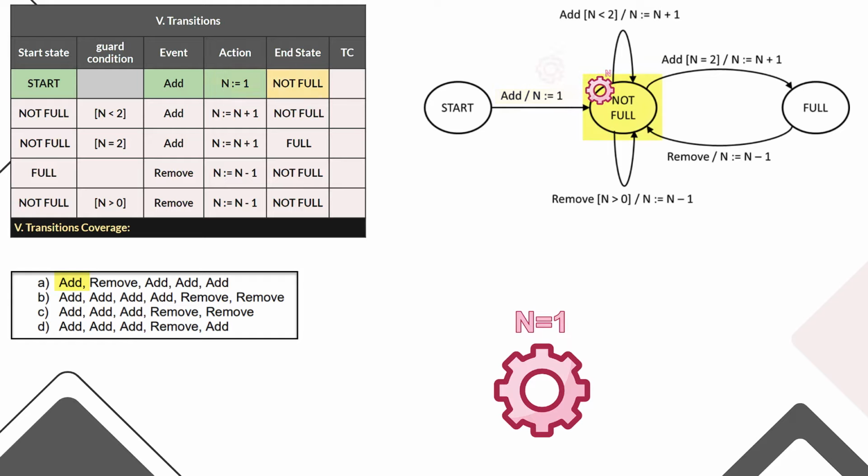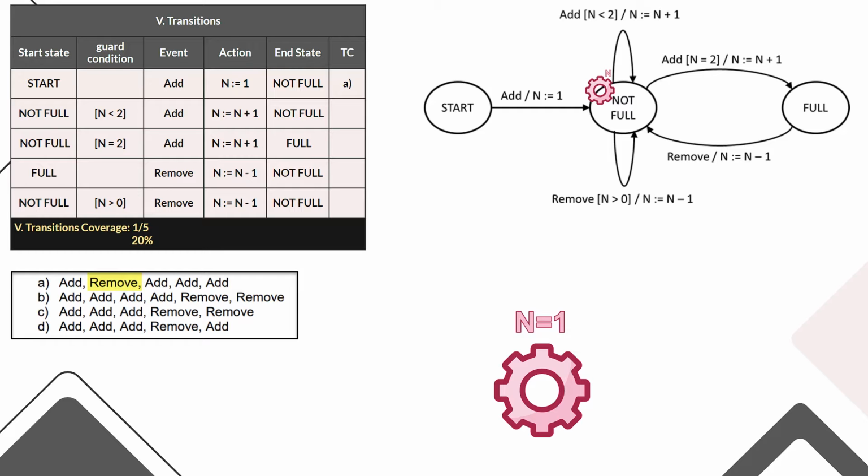Not full. It's important to always remember that a test case consists of steps. Each event name is a separate step, and the result of each step is that the system moves from one state to another. The same way as in our case. Option A covers the first transition, from the start state to the not full state through the add event. Accordingly, the next step will start from this very state, and that's why we leave the gear icon above the not full state circle. The next step is event remove.